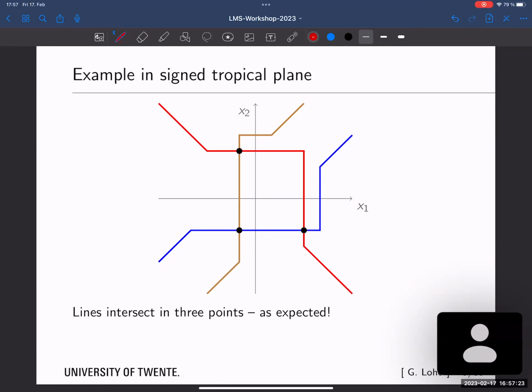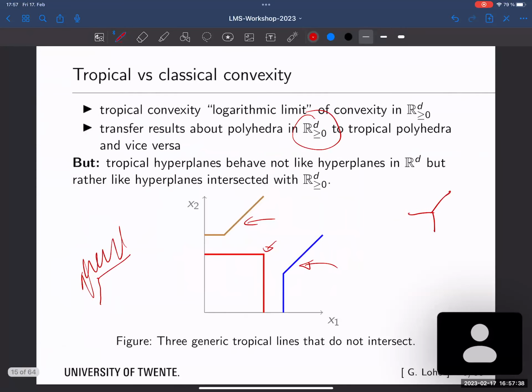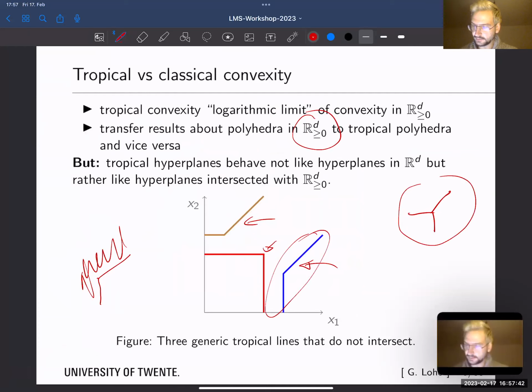Could you repeat how to see that the tropical hyperplanes don't look like the lines? What you said in the previous slide. Yeah, could you repeat that, please? So the difference between this and this? Yes, exactly.